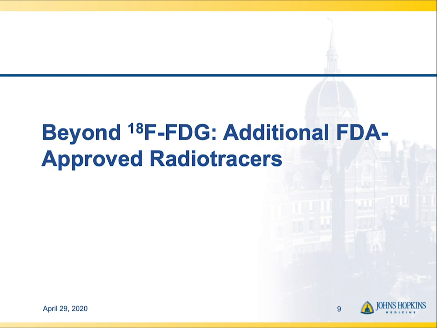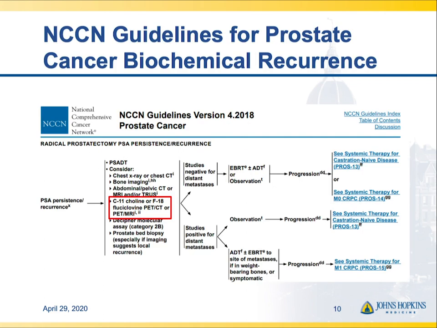Now looking beyond FDG, these are going to be additional FDA-approved radiotracers for indications that FDG may not be any good for and that we've needed new radiotracers for. First, we're going to start off in prostate cancer. As we said in the first part of the lecture, the role of FDG in prostate cancer is very limited, but we have a couple of relatively new FDA-approved agents for prostate cancer. And they're specifically approved by the FDA for use in biochemical failure.